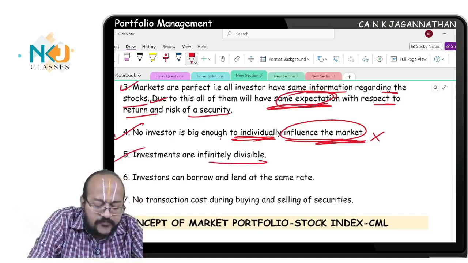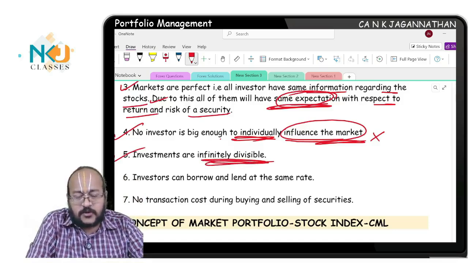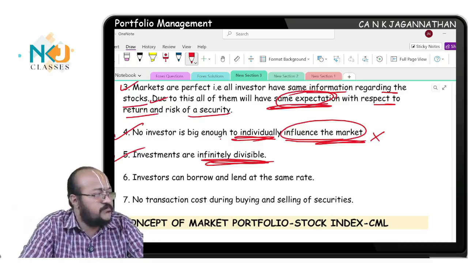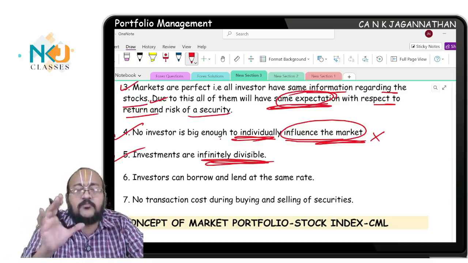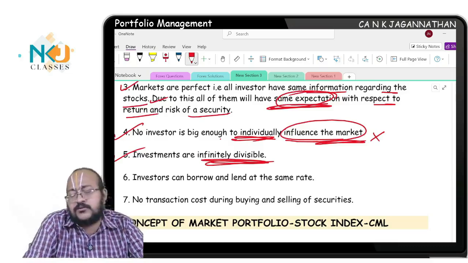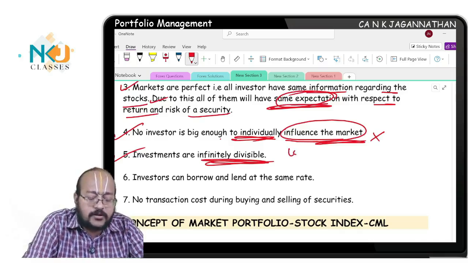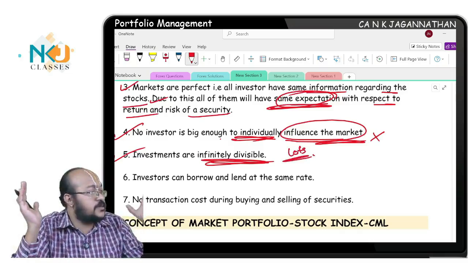Investments are infinitely divisible, which means index funds are there. Today it is possible, but if you see the index is at 25,000 or 26,000 points, then index-based funds work in lots. They can only be purchased or sold in lots. Lots means you have to have some substantial portion of money.